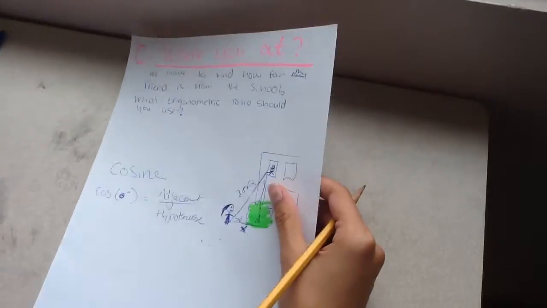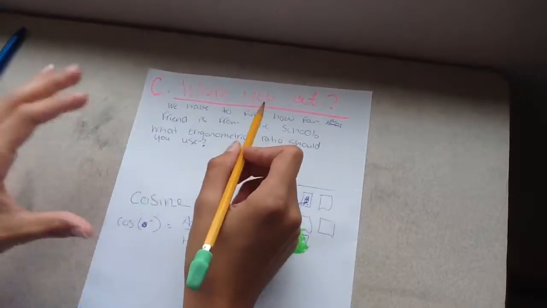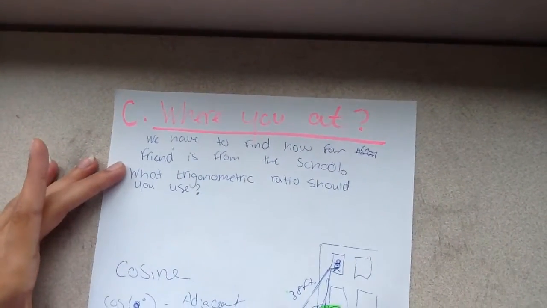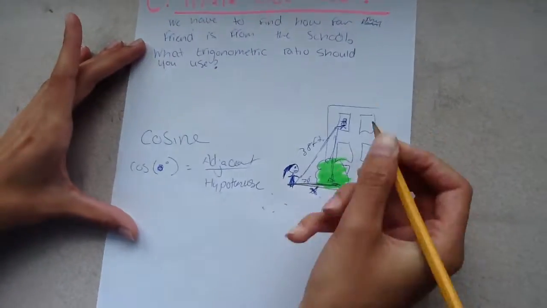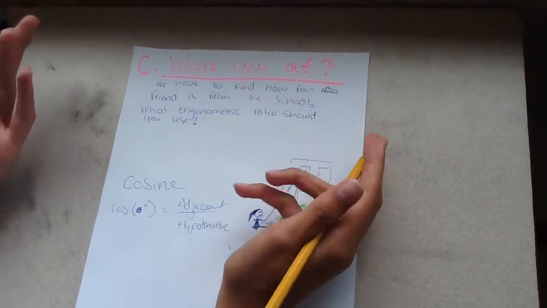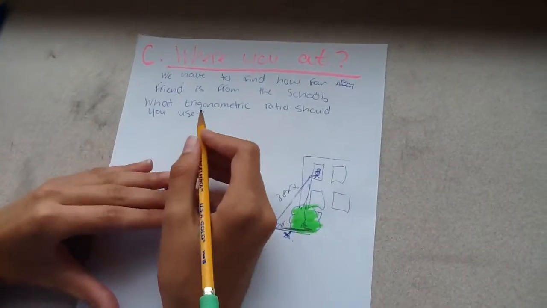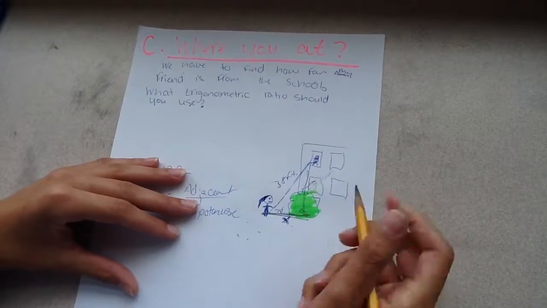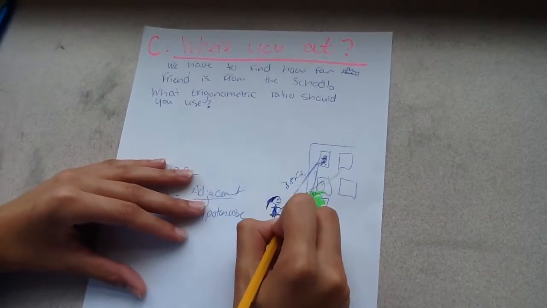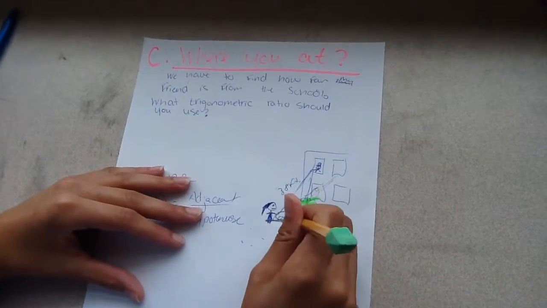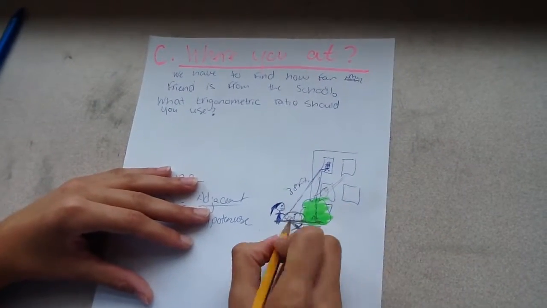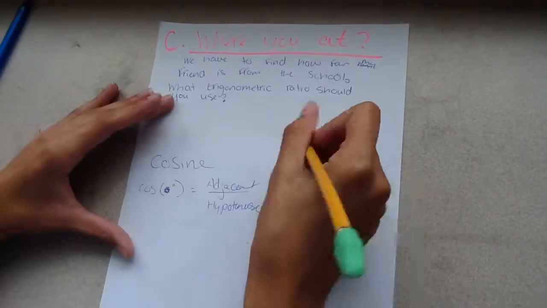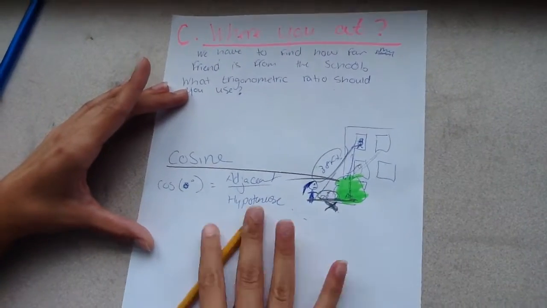And on to our last question. We have to find how far your friend is going to be from the school. Here, you don't even have to solve for anything. All you have to do is state what ratio you're going to use. Since we already found this, what we want to find is the x. And of course, we have to use that 70 degrees. What is x? That's adjacent to the angle, how far your friend is. Then you're going to get the hypotenuse. So you're just going to use the cosine. And that's it.